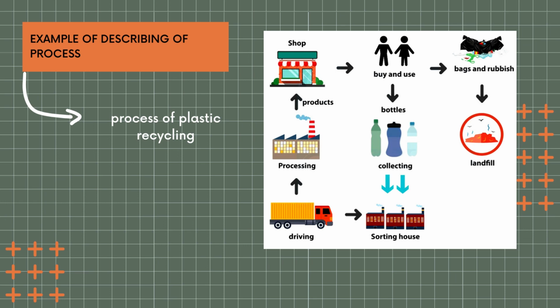Once the plastic has been sorted, it is loaded onto trucks and transported to factories where it is processed and made into new plastic products. These new recycled plastic products are then finally distributed back to retail shops where they are sold, reused, and discarded once again, thereby continuing the process.